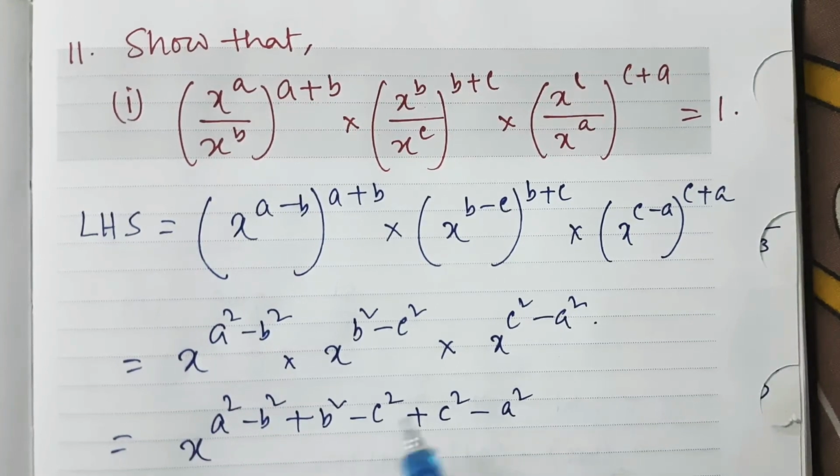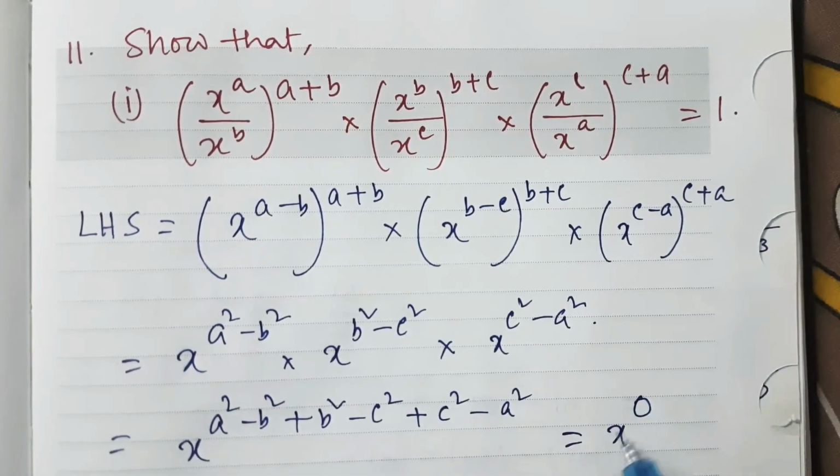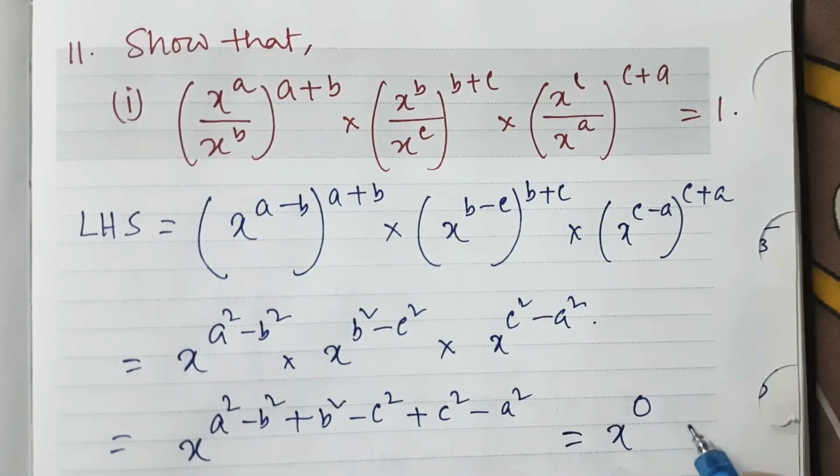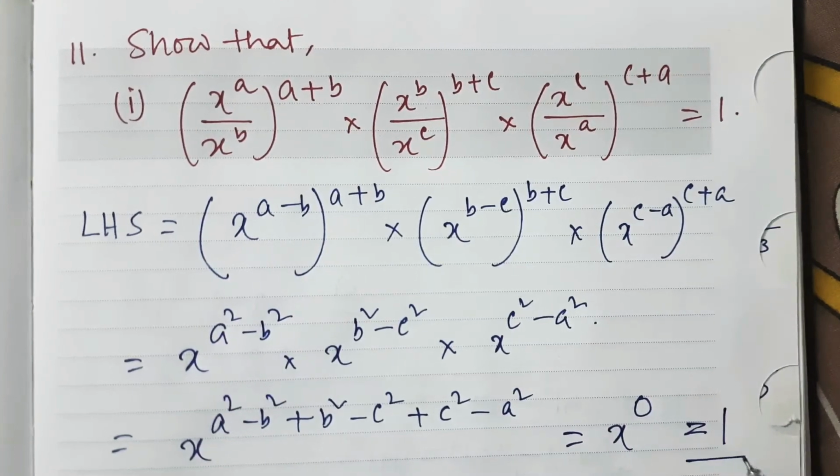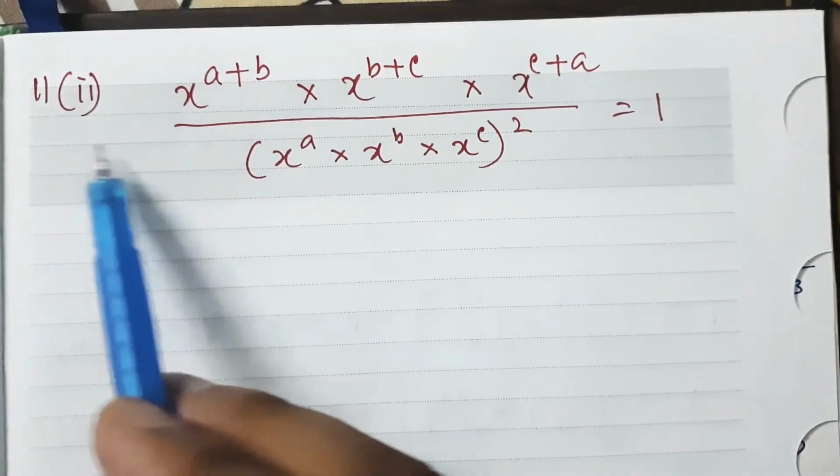This b will get cancelled. This c, they get cancelled. So finally it will be x to the power 0. The power is 0, so it is a 0 exponent. So it is going to be 1. It is proved. Problem number 11 part 2.